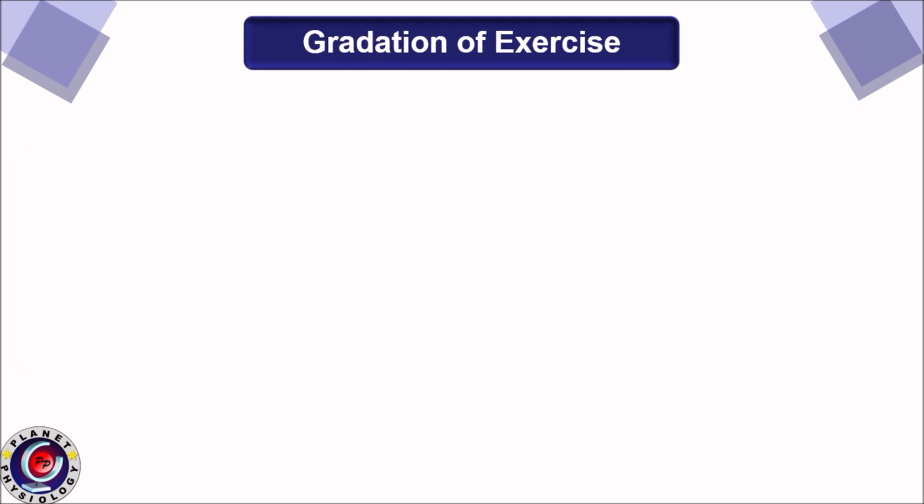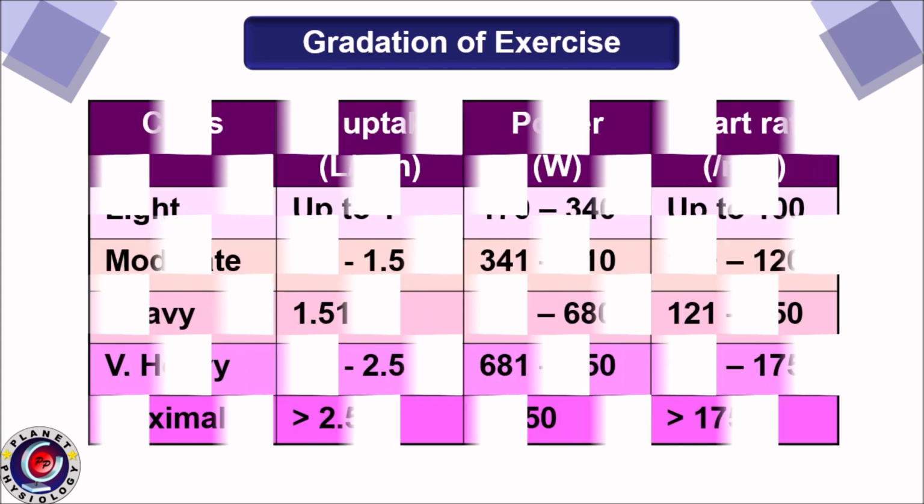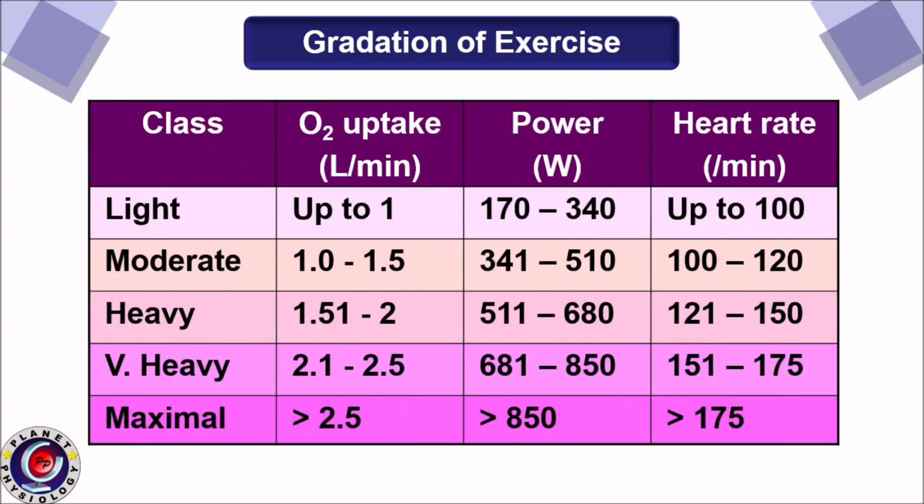Whatever the type of exercise, its intensity will be decided by certain factors, and according to these factors, exercises will be graded as light, moderate, heavy, very heavy and maximal. Now for gradation, three factors are considered. First is oxygen uptake in liters per minute, then power output in terms of watts, and third is heart rate per minute. Out of these three, heart rate is a very simple parameter to grade the exercise, and we will study this in detail.